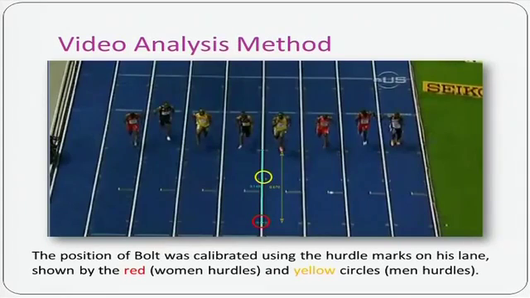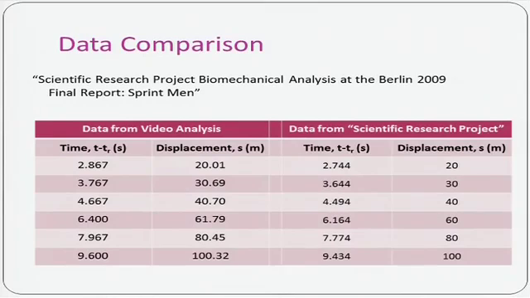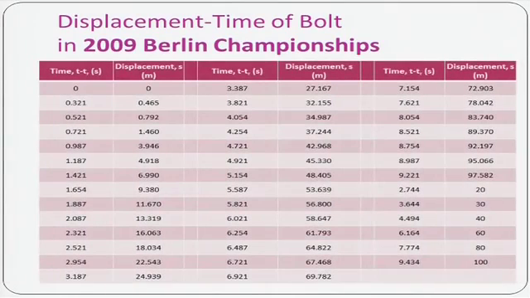This is a snapshot of the video analysis method. In Ericsson's research, he used the camera beside the lens for the calibration of Bolt's position. However, our team decided to use the male and female hurdle marks for the calibration. With this known data, we can accurately find that our data from video analysis correlate very, very well with that in the scientific research project done by the Athletic Association. We are confident to use our data and develop the table showing displacement versus time of Bolt in the race.